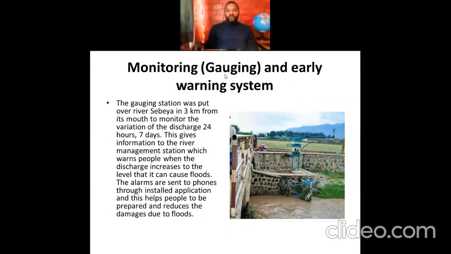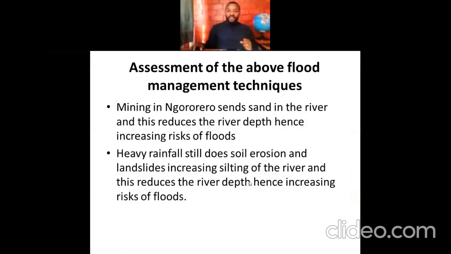There was also a monitoring gauging station put in place so that they can warn people downstream when the discharge increases. It works 7 days, 24 hours, and is located 3 kilometers from the mouth. So it helps to warn people how the discharge is increasing and the risk of floods so that people can evacuate on time.